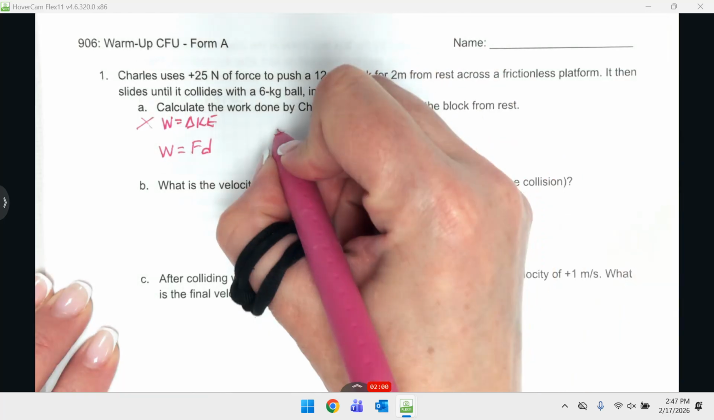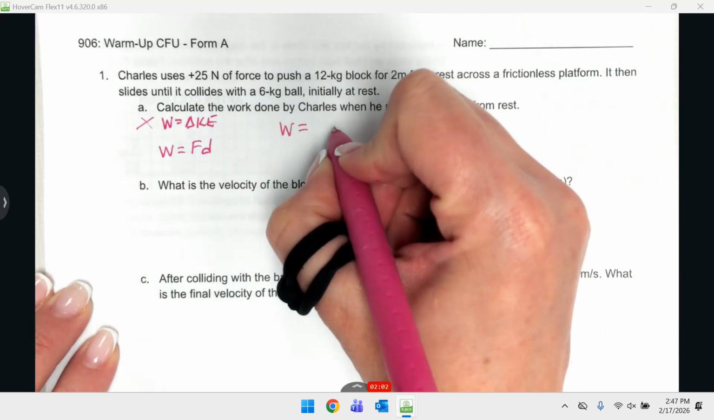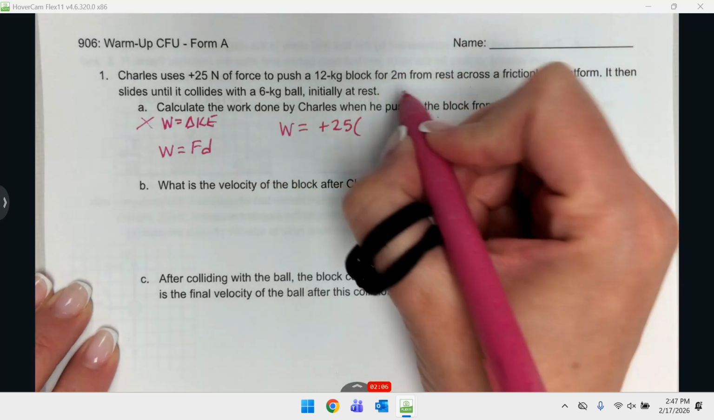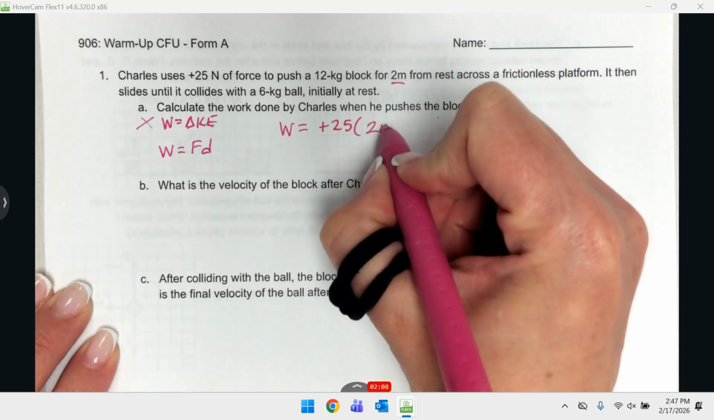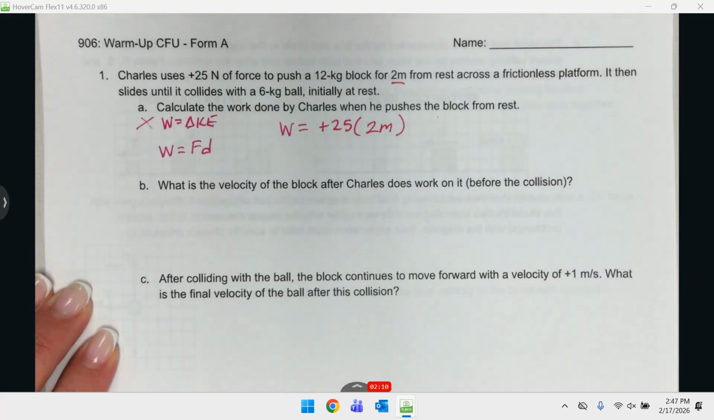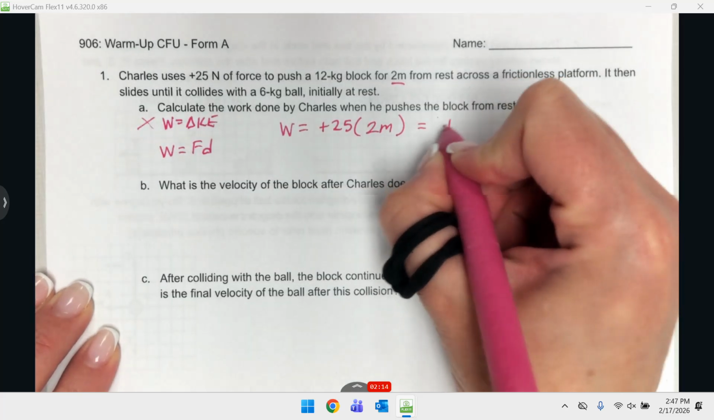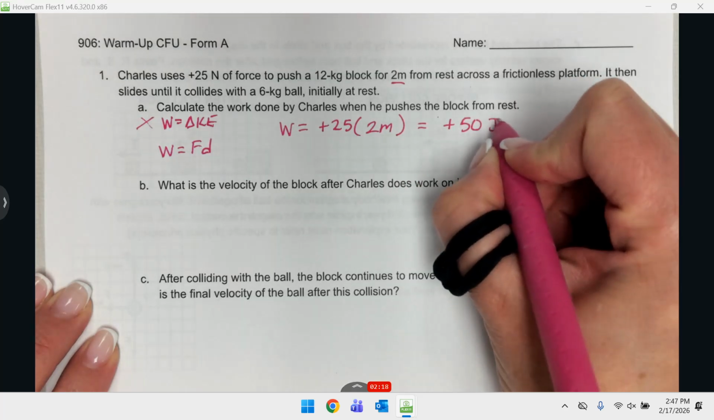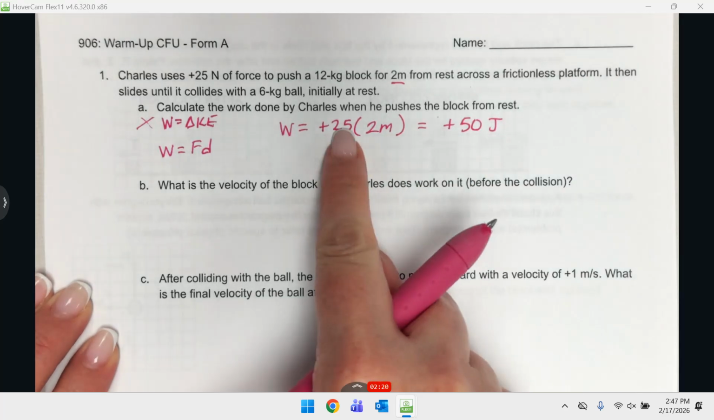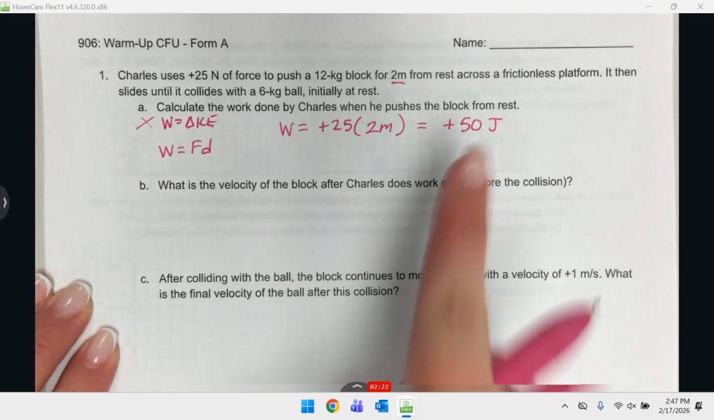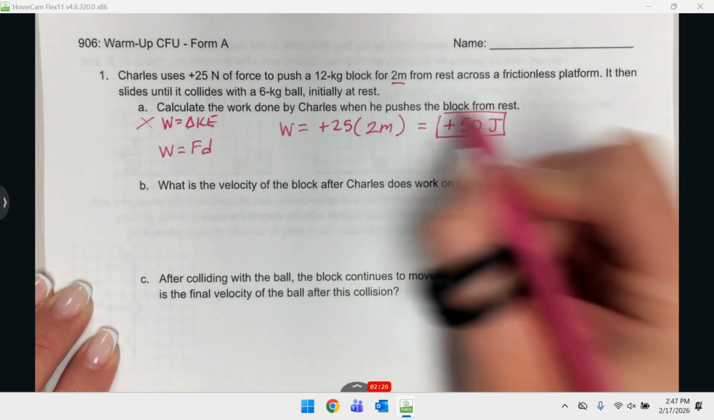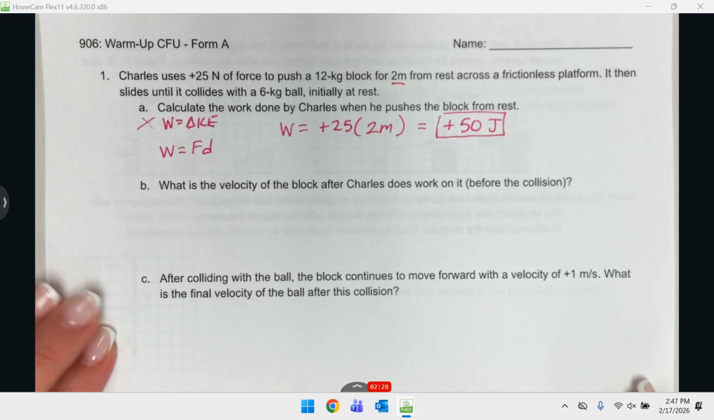So that's what we're going to do: work equals force times displacement. In this case, the force is 25 newtons, and the displacement is 2 meters because that's how far he pushes it with that amount of force, giving us a work of positive 50. And the unit here is joules, or newton meters. Since this is newtons and this is meters, that is a joule. So this is the answer to part A of number 1.